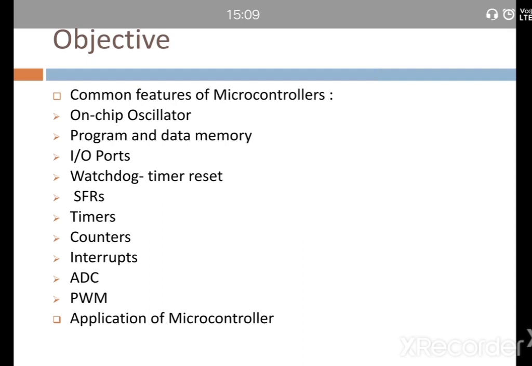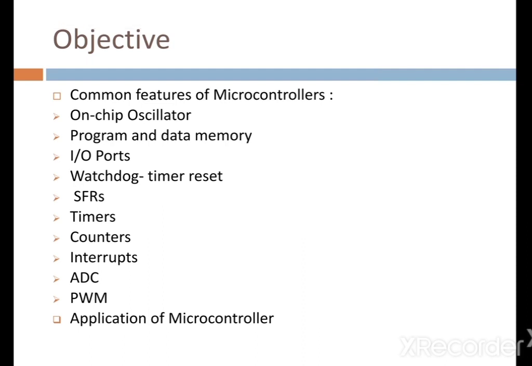These are the objectives. In this, common features of microcontrollers like on-chip oscillator, then program and data memory, then I/O ports, that means input-output ports, watchdog timer reset, SFR, special function registers, timers, counters, then interrupts, ADC, that means analog to digital converter, then PWM, pulse width modulation, then at last applications of microcontroller.